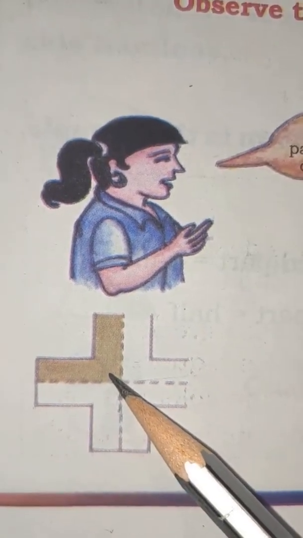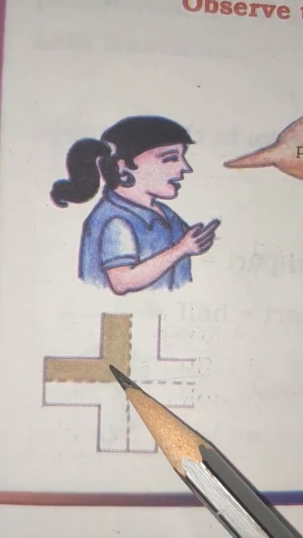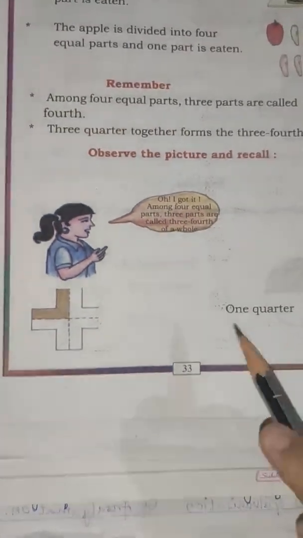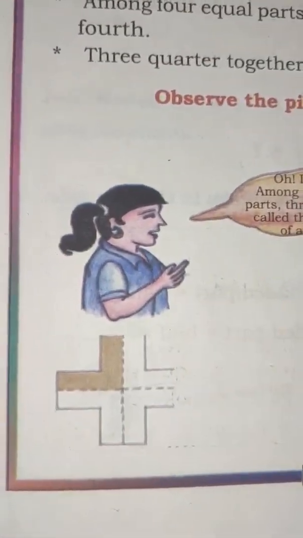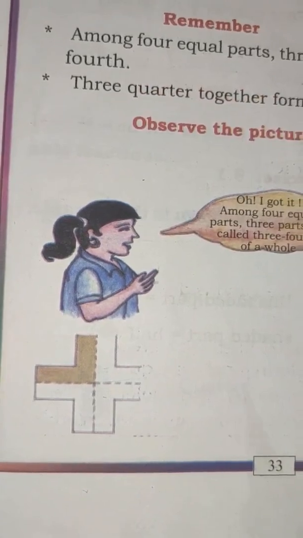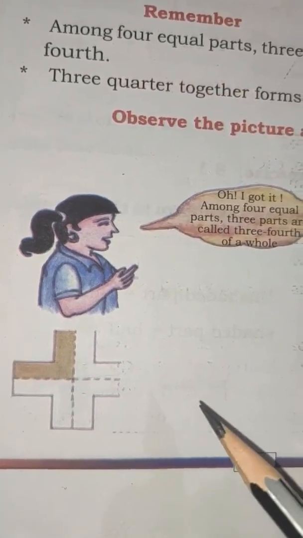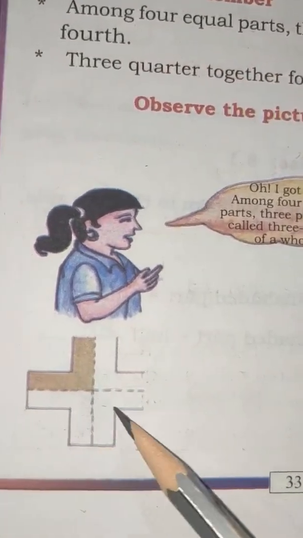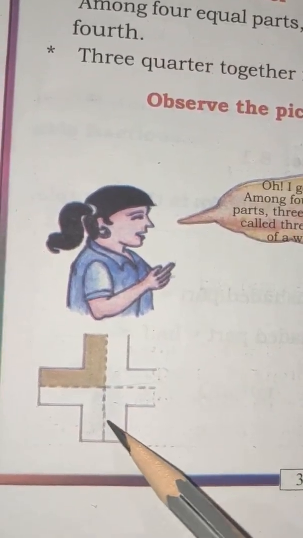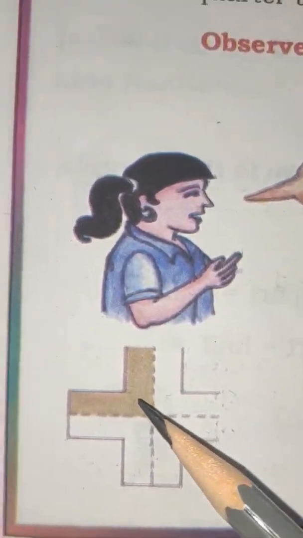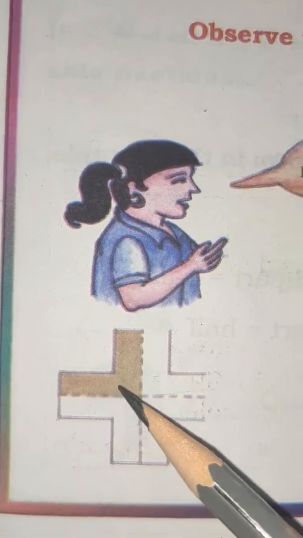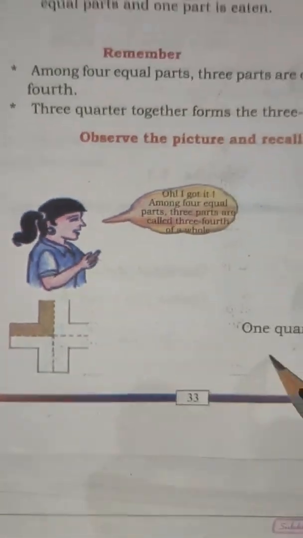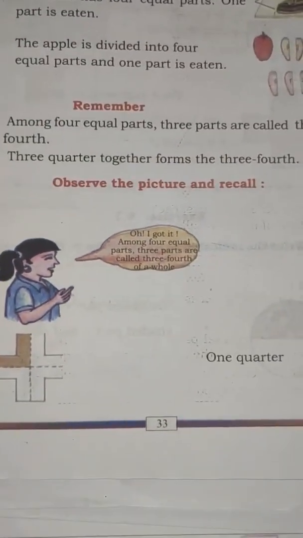Yes, so what does it mean? It is 1/4. Shaded part is 1/4. As you know, in 4 equal parts, each part is called a quarter. So there are 4 equal parts, so each part will be called a quarter. How many parts are colored here? Only one part, means it is 1/4. Understood? Now turn the page.